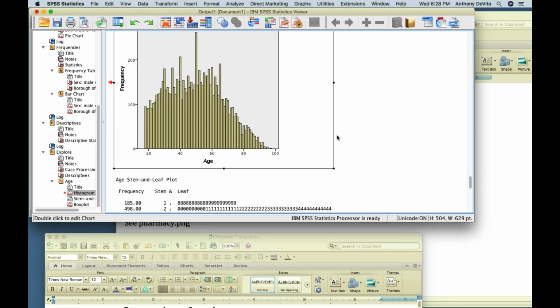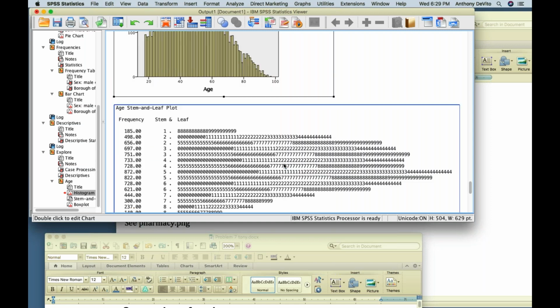Now notice, anybody remember what the name of the variable for age was when we started? It was demog1, demographic 1, right? That was the variable name. If we had demog1 down here, nobody would understand what this chart means. But because we filled in the label portion of the variable view and changed it to age, when we produce a chart or a graph, SPSS automatically substitutes age for demog1.